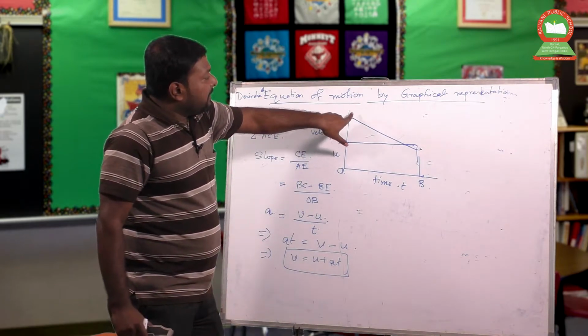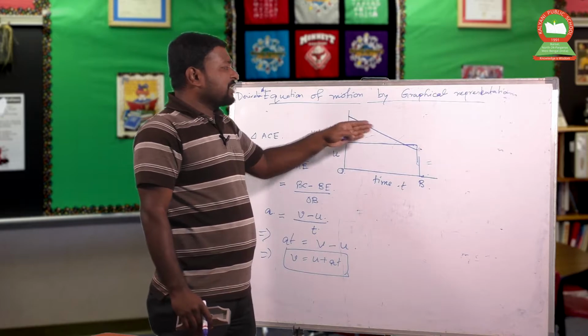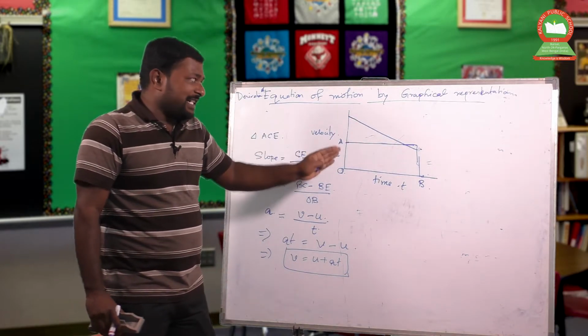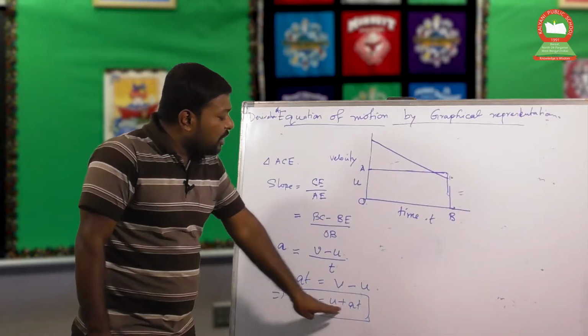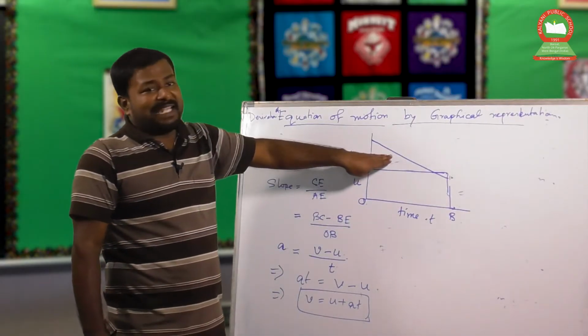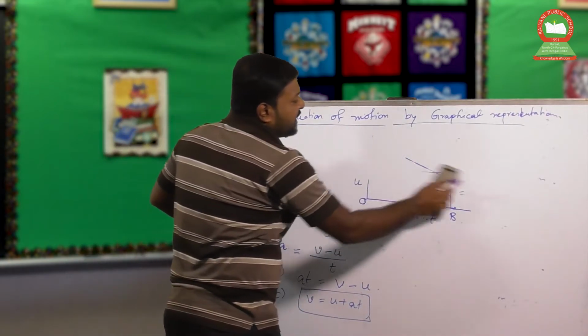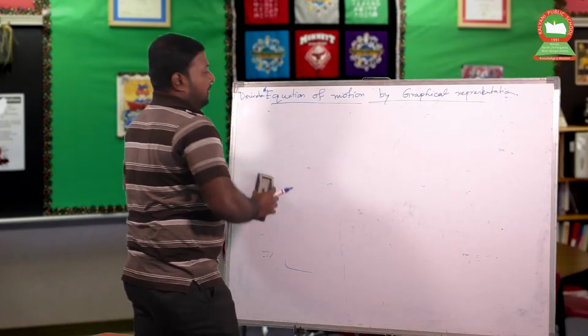Because the velocity decreases with respect to time, that would give the amount of retardation. For the retarded motion, the equation should be V equal to U minus AT, but the graph should be like that. Now the second equation, which is S equal to UT plus half AT square.